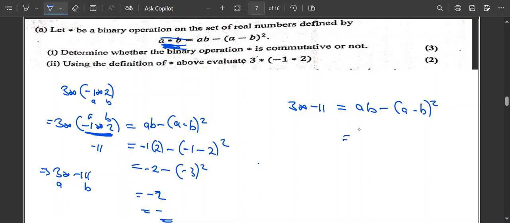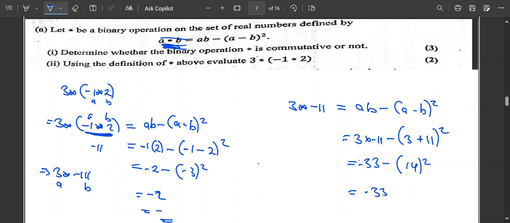Now our a is 3, then our b now is negative 11, minus, open bracket, our a is 3 minus b, which will be now 11, because it was negative, then squared like that. So this will be negative 33, then minus, what is this? 3 plus 11, that will give you what? What is 3 plus 11? So you add that to give you 14. So 14 squared will give you what?